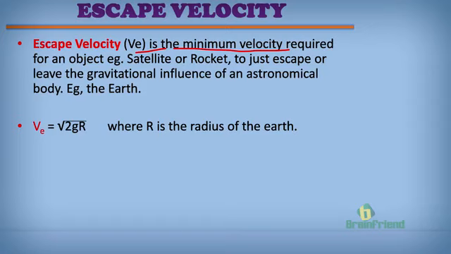We said that the Earth exerts a force upon all other bodies around it. Now, how do these other bodies escape the influence of the Earth's gravity? It is when they are able to acquire this minimum velocity that they can increase their velocity and escape from the influence of the Earth's gravitational pull. That is what we call escape velocity. It can be calculated using the formula VE is equal to the square root of 2gR, where g is acceleration due to gravity, and the capital R is the radius of the Earth.